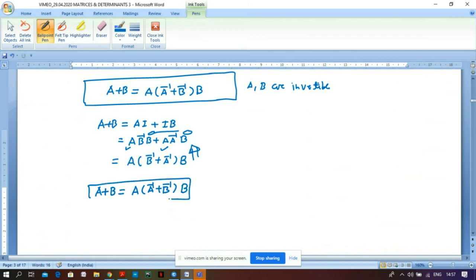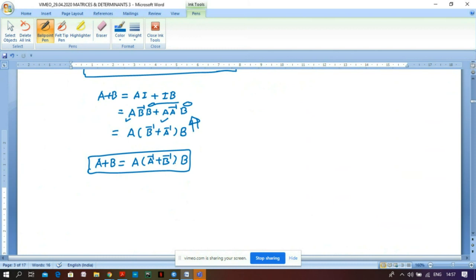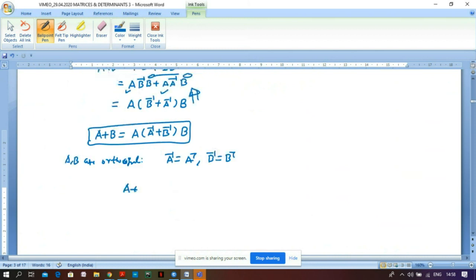This is for any two matrices a and b of the same order, and invertible in fact. But if a and b are orthogonal, then we can make use of it in a good way. If a and b are orthogonal, then you know that a inverse is a transpose and b inverse is b transpose. So I can rewrite this as a plus b equals a times (a transpose plus b transpose) times b, and that's a times, again the transpose comes out of the bracket, (a plus b) transpose.